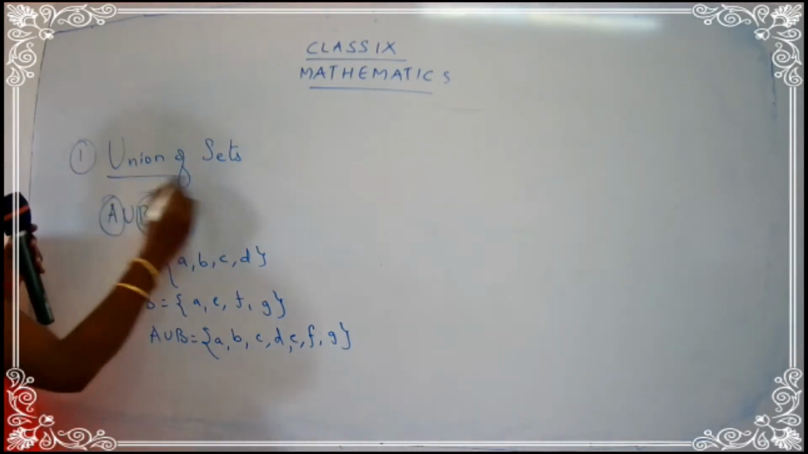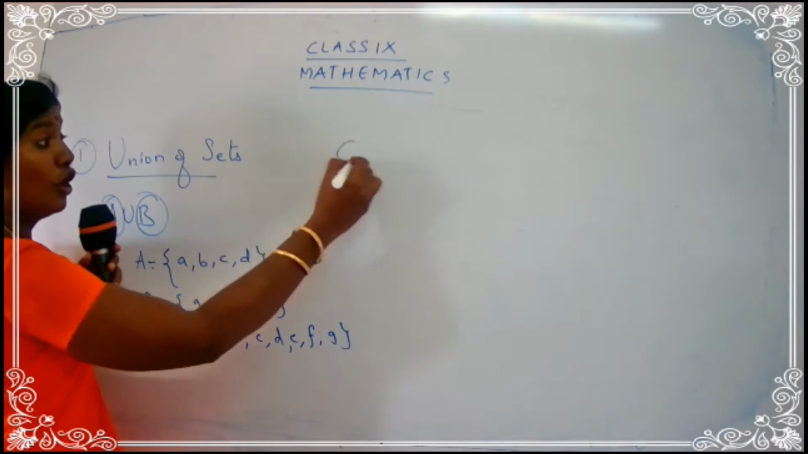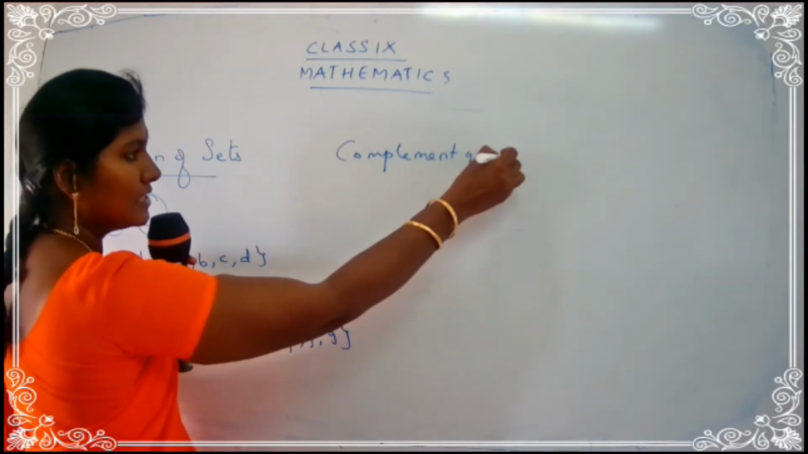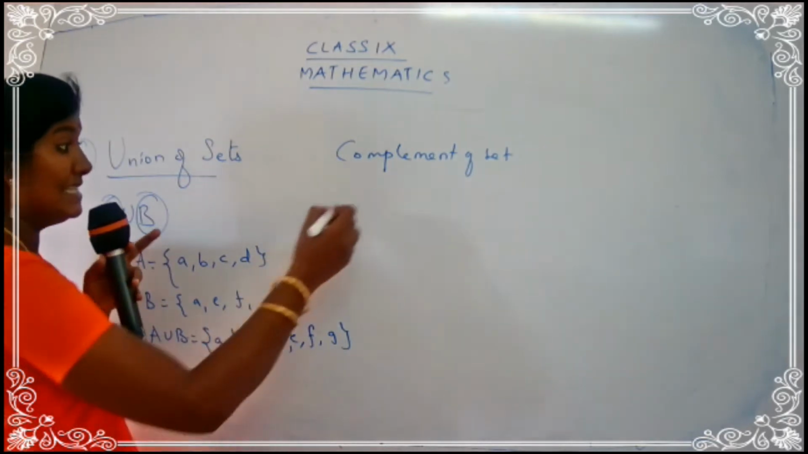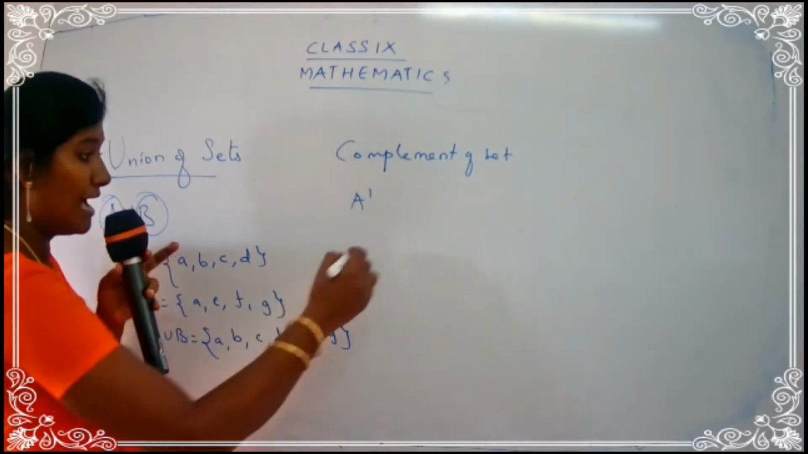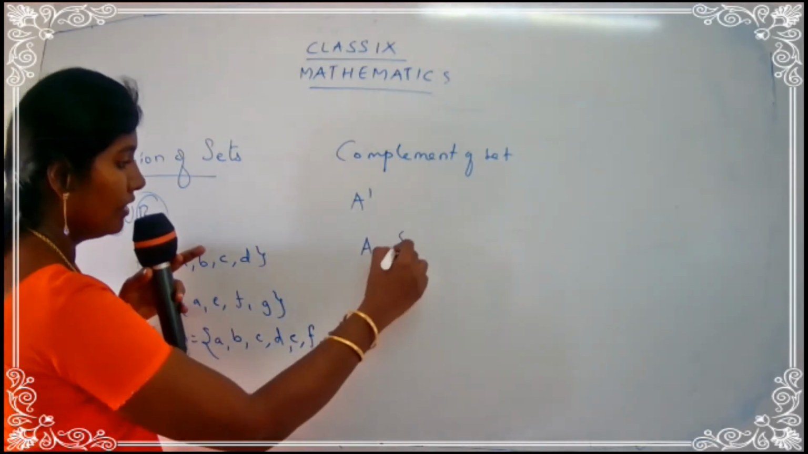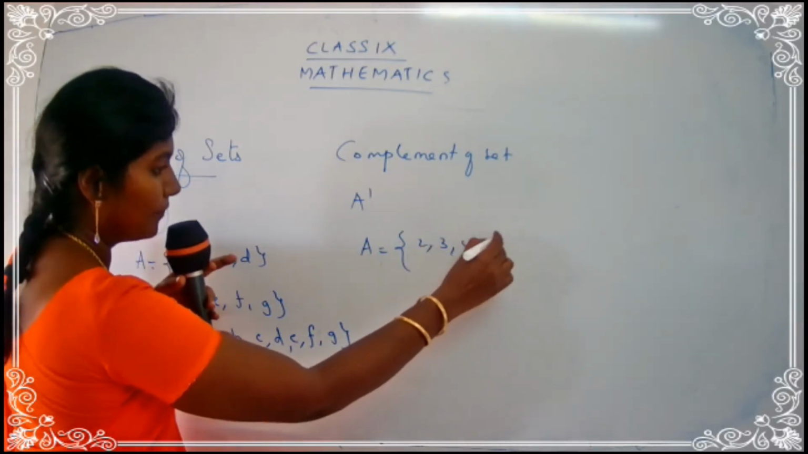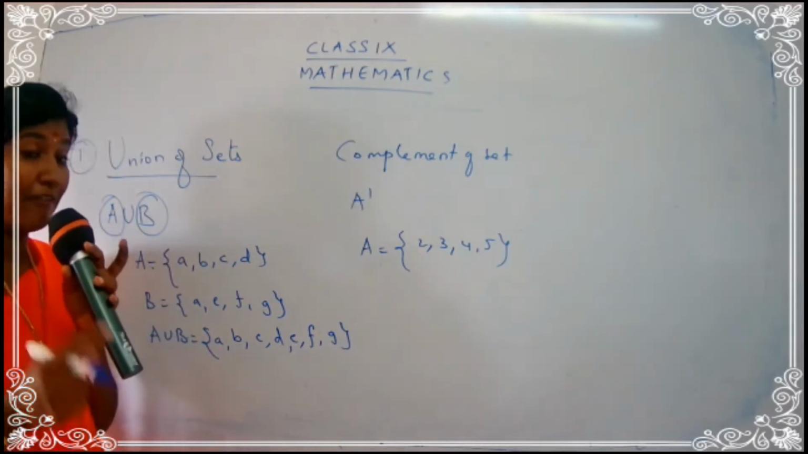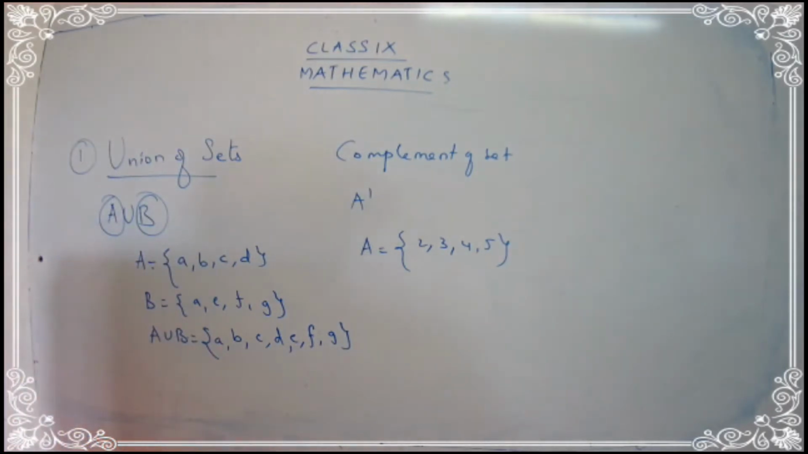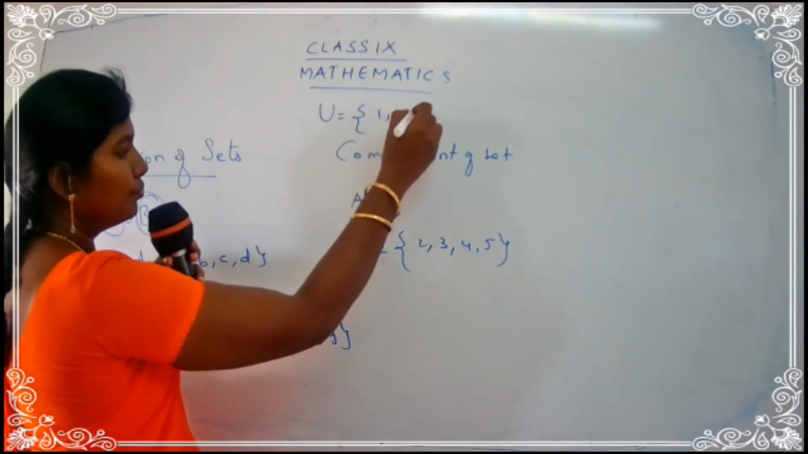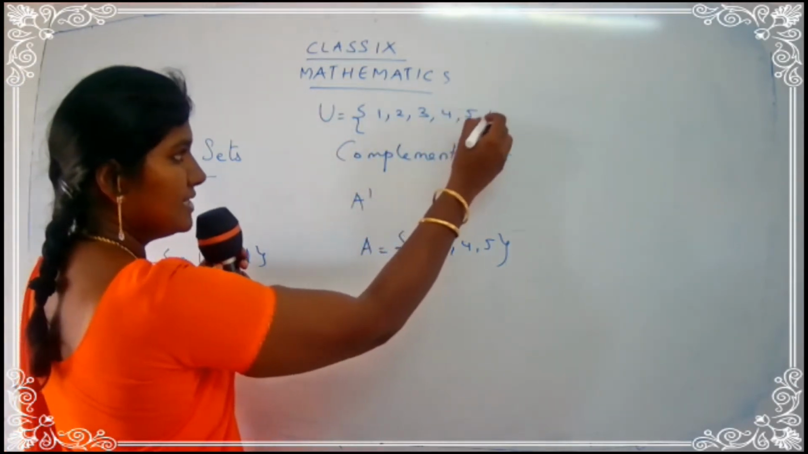And before we started with union of sets, we had the complement of a set. Yes, children, we studied the complement of a set. The complement of a set is A dash. Suppose you have a set A as 2, 3, 4, 5. For the complement of a set, you have to consider a universal set. Suppose the universal set is U as 1, 2, 3, 4, 5, 6, 7.